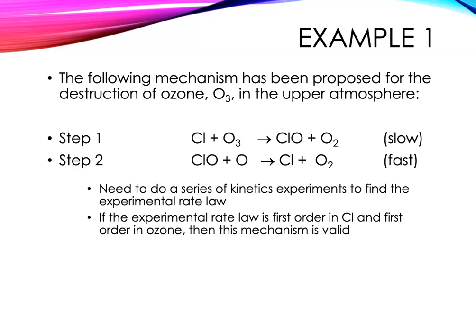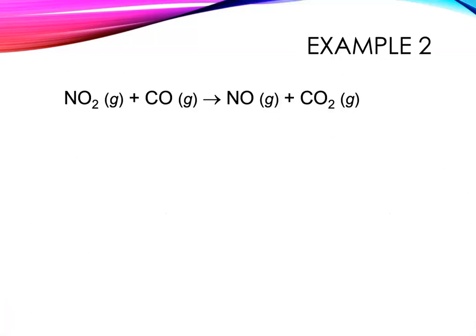Proving mechanisms is not really something we can do. We can disprove them if they don't match the experimental rate law, but to prove them, that's really not something we can do. Now I'd like to go through another example of a balanced equation, the rate law, and the proposed mechanism, and how these pieces all fit together.